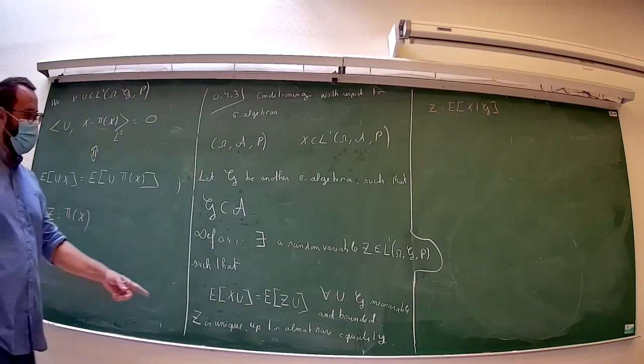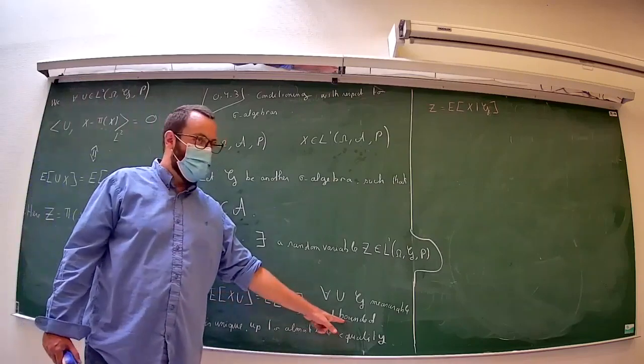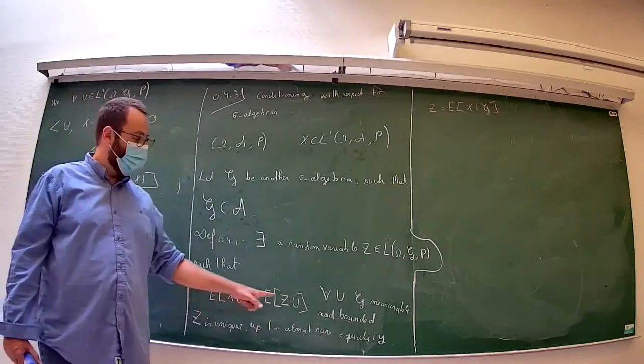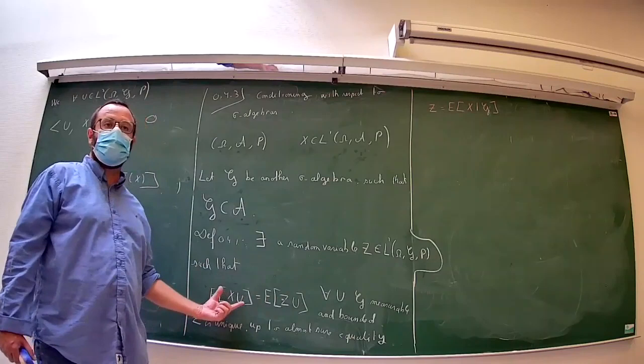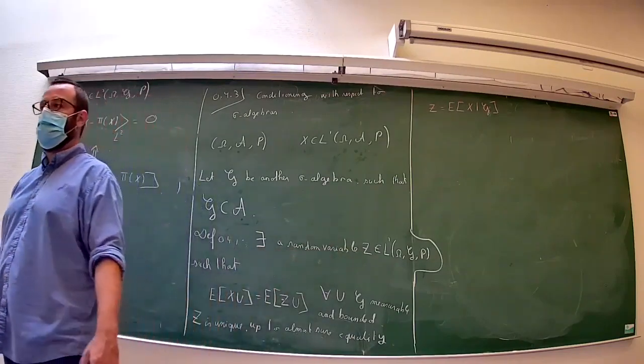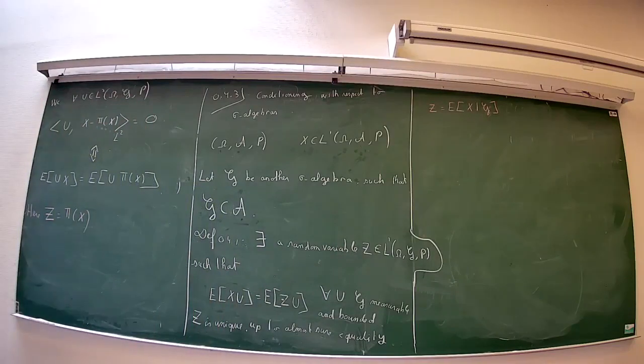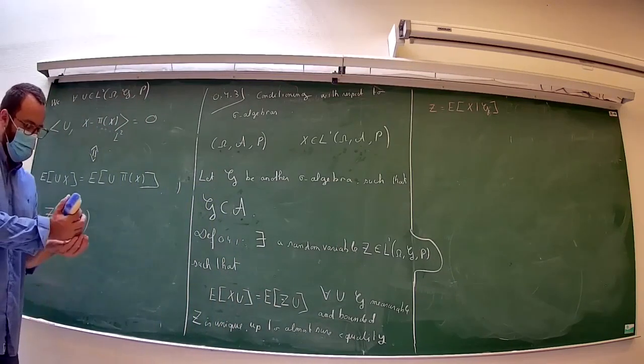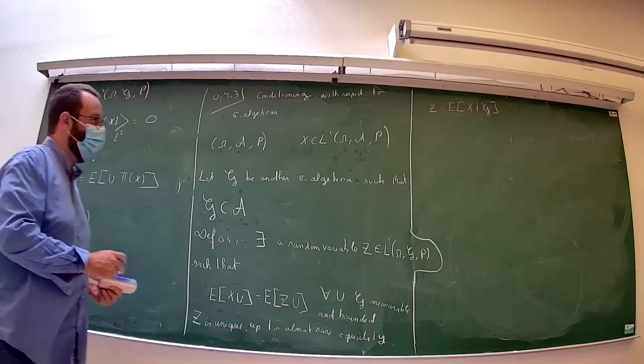And the fact that I take U bounded in the definition here is just because X and Z are in L1. If I want the product to be in L1 also, I take U to be bounded, to be sure that I have no problem with the definition of the expectation. So this is the definition of the conditional expectation.